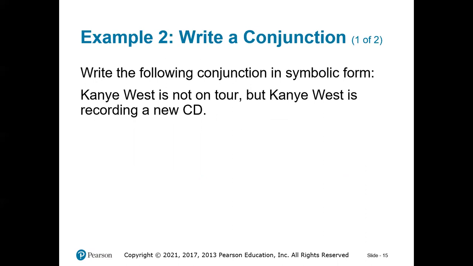Okay, here's an example. Write the following conjunction in symbolic form. So what does this mean? Again, translate this sentence into symbols. It says, Kanye West is not on tour, but, you see here, but? So this but would be translated into this symbol. But Kanye West is recording a new CD. So here we have two statements that are connected by this conjunction symbol.